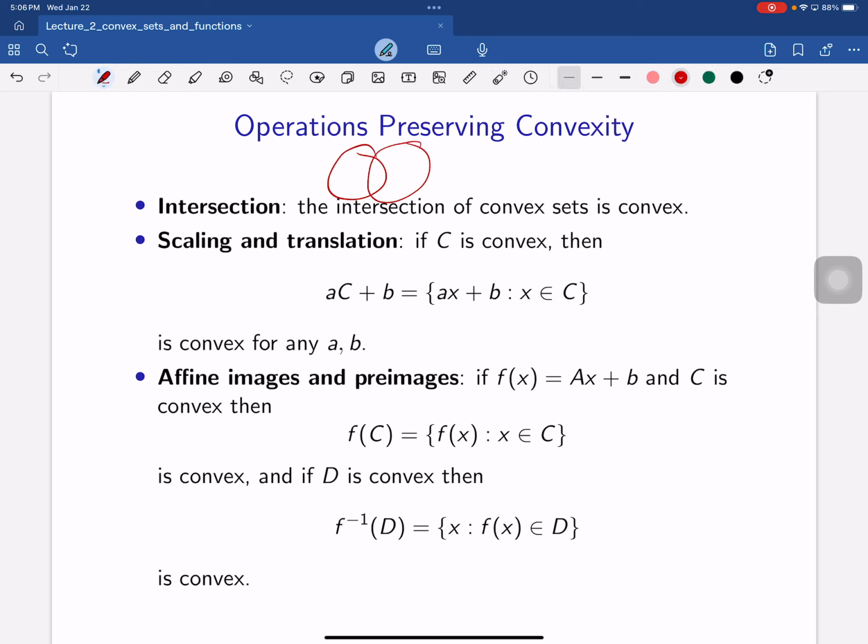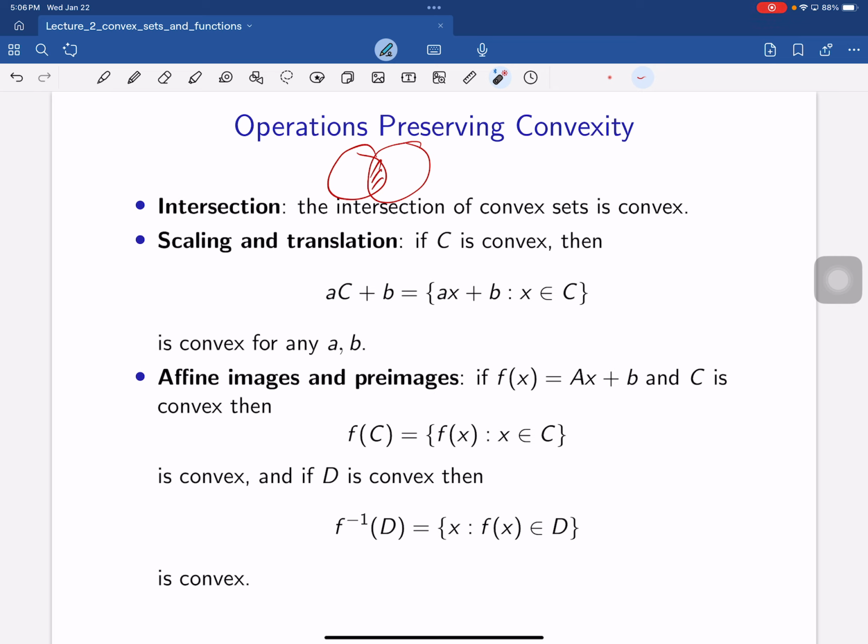Then you consider their intersection, that is also a convex set, right? And scaling and translation means if C is convex, and you scale C by A and B, where A and B are two scalars, that remains convex, right? I mean, you apply a linear transformation to the convex set, that remains convex. So here, without loss of generality, if you apply an affine transformation Ax plus b, then if C is convex, after this transformation the set remains convex. Okay, and similarly, the inverse of this transformation is also convex.